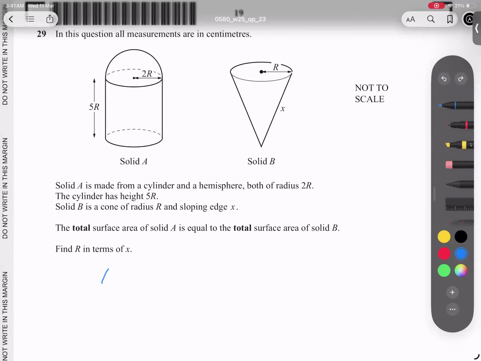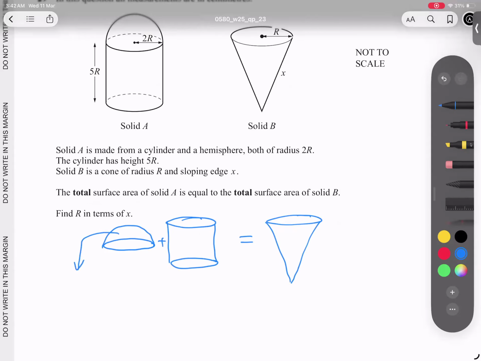If I talk about the hemisphere and cylinder, make sure that when I add them it equals the cone. What is this part? The full sphere is 4 pi r square, but now I have a half, so 2 pi r square. And this part I will not include because they are attached. So I can't paint it; I can only paint the lower circle.